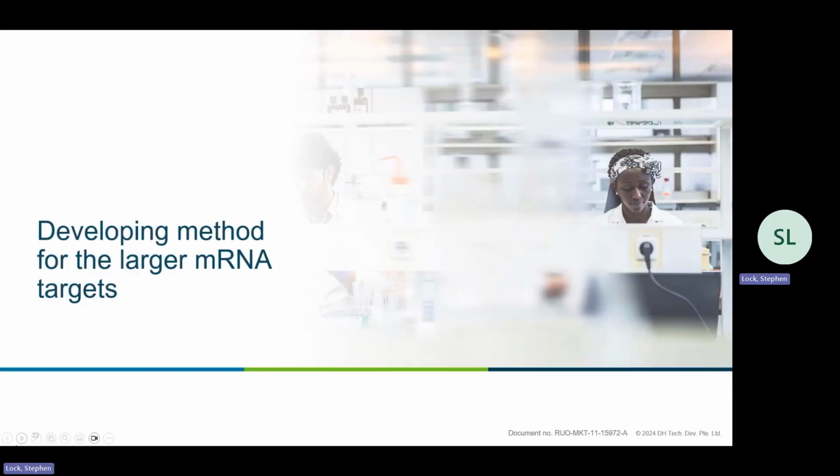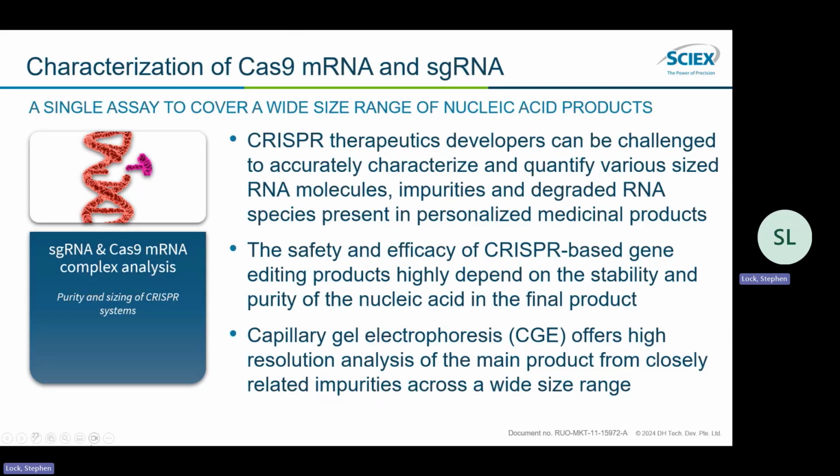So that was looking at how you develop methods for smaller oligos, less than 200 bases in length. But how do you develop methods for larger mRNA targets? These are 1,000 bases now in length. And again, if you go back to the CRISPR approach to biopharmaceutical development, the CRISPR is actually a complex. So it's a complex of small guide RNA, Cas9 enzymes, and mRNA. So it's a total complex, and sometimes you want to be able to measure the mRNA plus the small guide RNA in the same analysis.